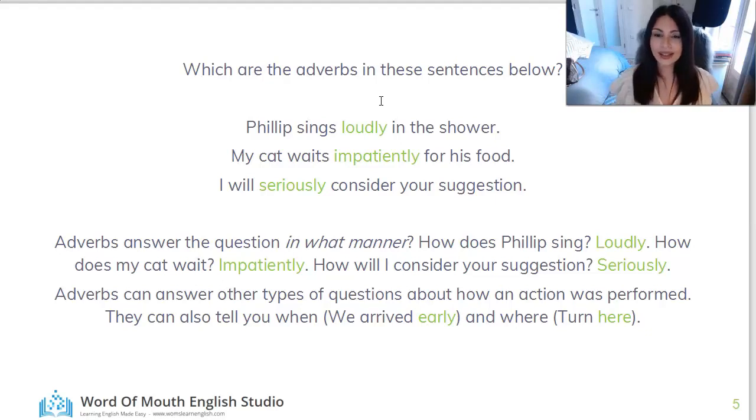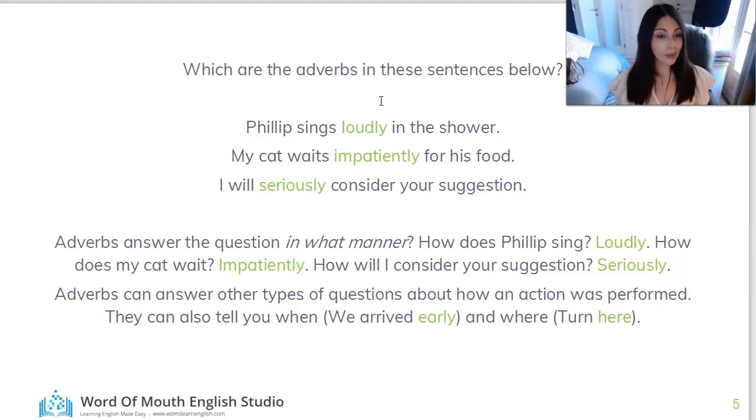So you might say, how does Philip sing? Loudly. He sings loudly. How does my cat wait for me when I come home from work? Impatiently. She waits impatiently. How will I consider your suggestion? Seriously. You can say, I will seriously consider your suggestion, or I will consider your suggestion seriously. With this type of adverb, both variations are possible because of the structure.